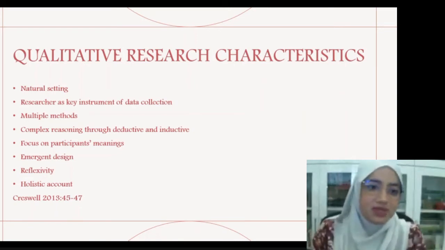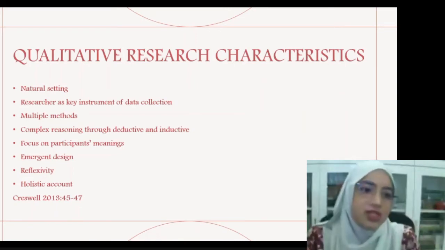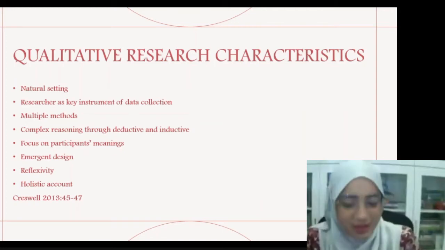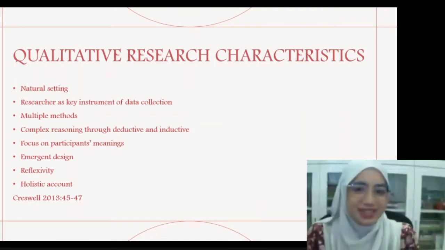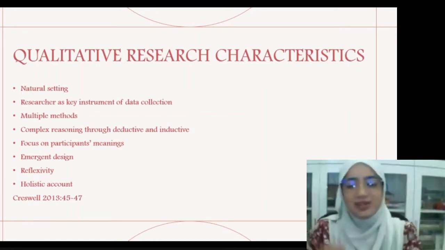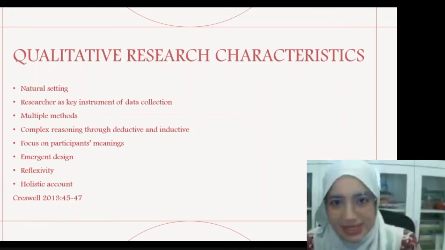It is complex reasoning through deductive and inductive approaches. Focus on participants' meaning, not your meaning. You bring theory to the field, but you don't give meaning to that theory. Your participants give meaning to the theory. So you take it from their words.